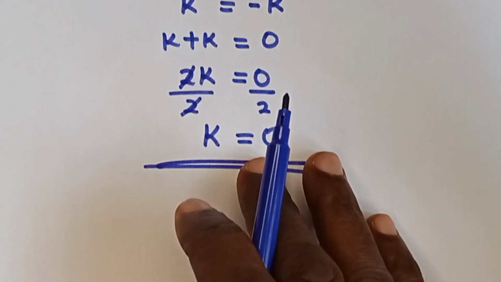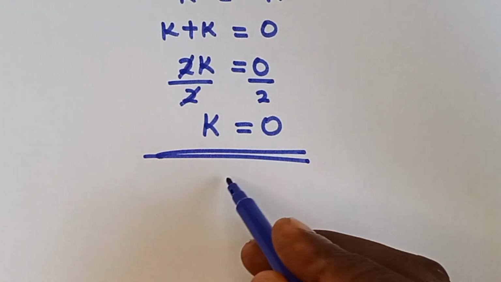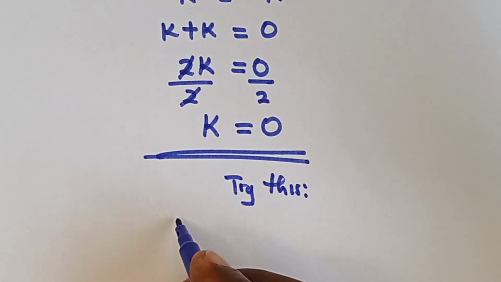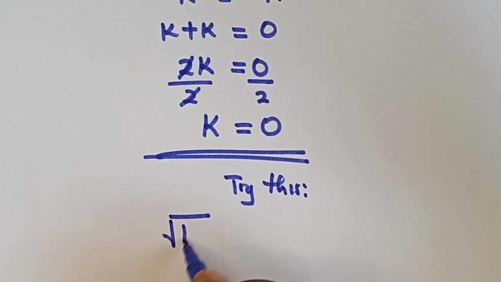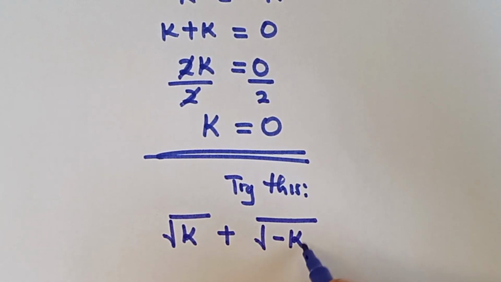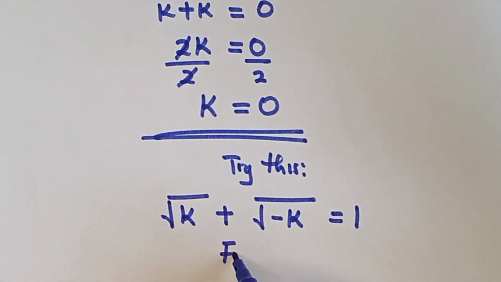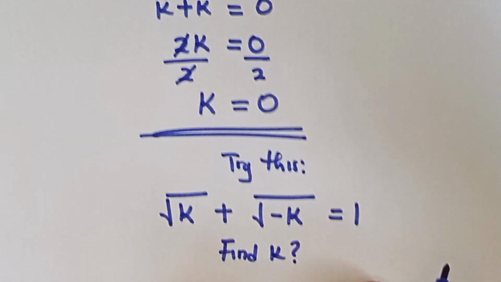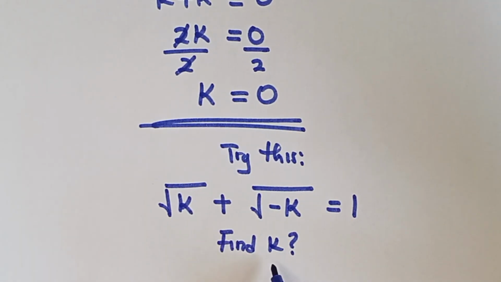All right, so let's try something similar to that. Let's find k when we have the square root of k plus the square root of minus k equals 1. Right, so here let's find k. All right, guys, so let's drop our answer in the comment section.